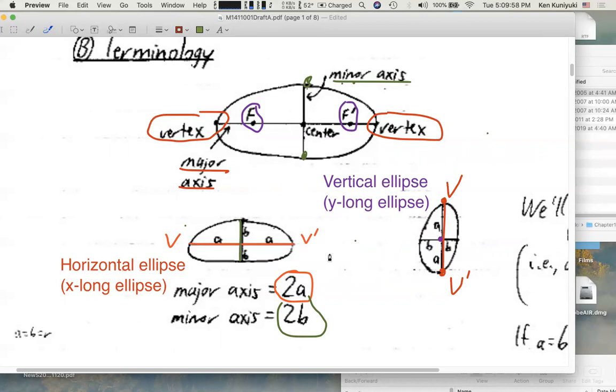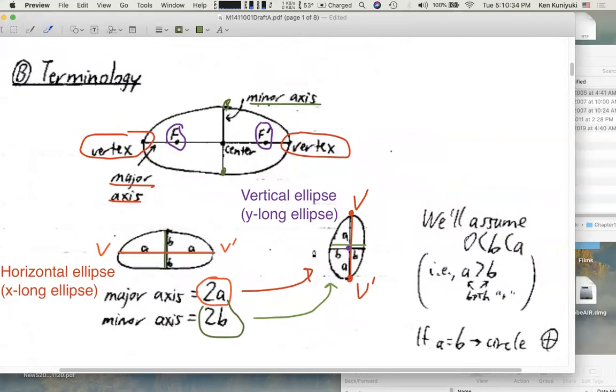So the major axis will have 5 key points: the center, the 2 foci, and the vertices. Over here, we have the center, the 2 foci, and the 2 vertices. 5 key points on the major axis. So over here, we're going to have 5 key points on the major axis. Again, the length is 2a, just like before. For the minor axis, the length is 2b, just like before. All right, but just in different orientations.